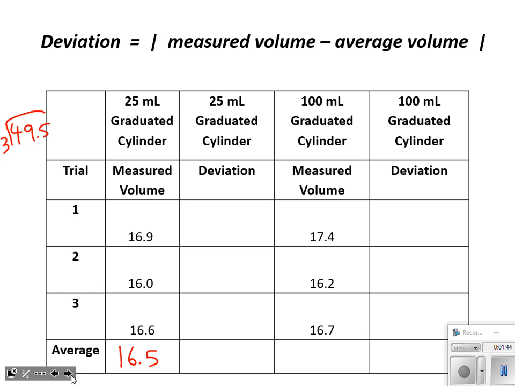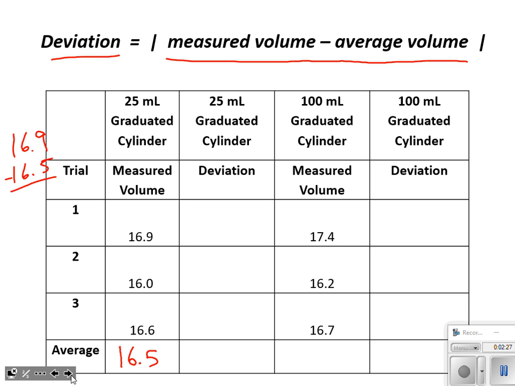Now, when I have my average of 16.5, I need to calculate my deviation. And up on the board here, I put deviation is the absolute value of the measured volume minus the average volume. So we're determining how far off they are from each other. Okay? As I do this, I'm taking, first of all, 16.9 minus 16.5. So that gives me 0.4, correct?